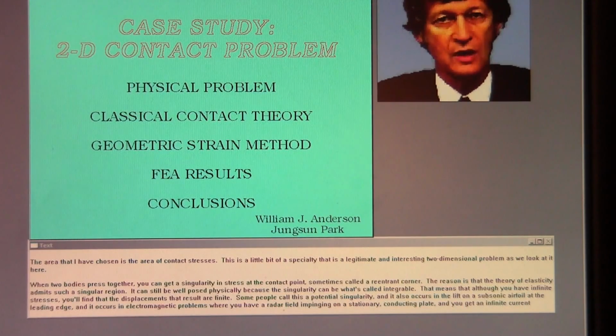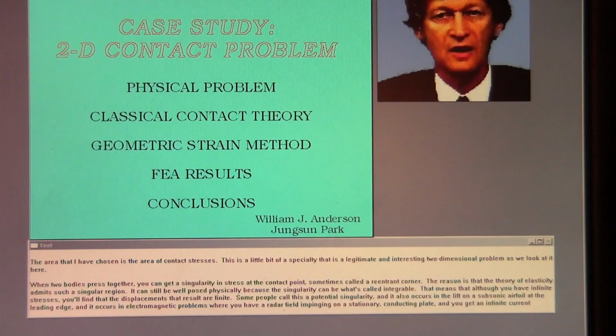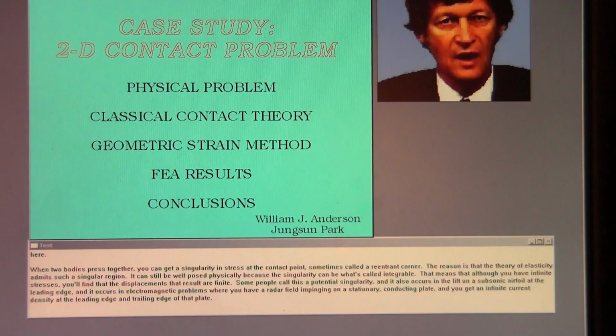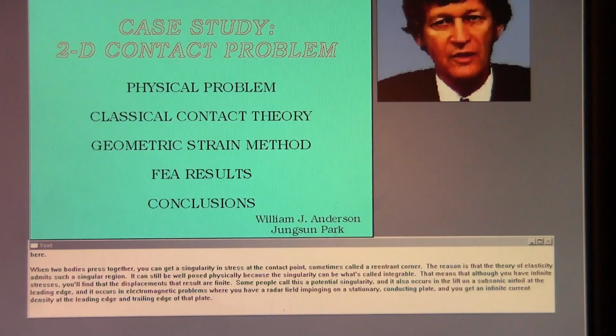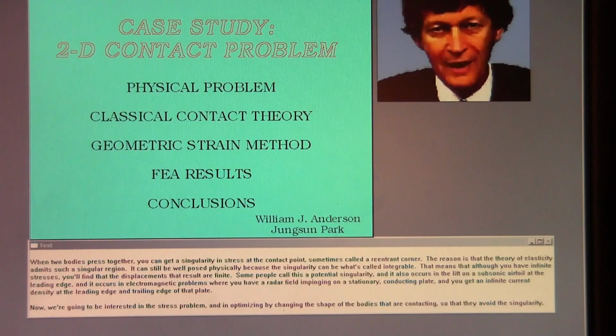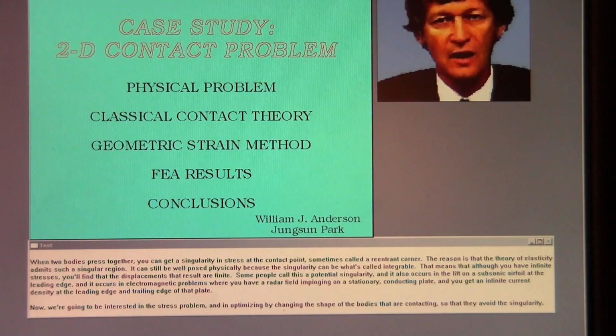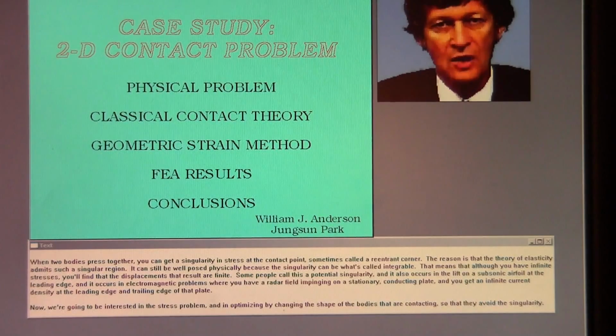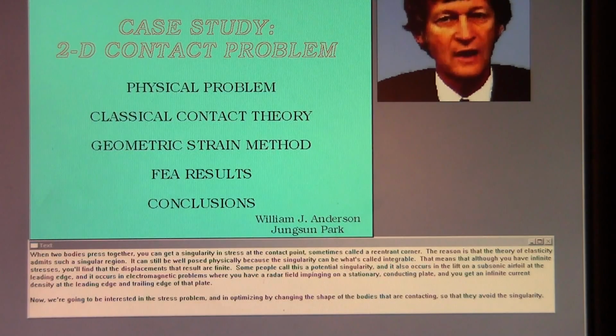The area that I've chosen is the area of contact stresses. This is a little bit of a specialty, but is a legitimate and interesting two-dimensional problem as we look at it here. When two bodies press together, you can get a singularity in stress at the contact point, sometimes called the reentrant corner. The reason is that the theory of elasticity admits such a singular region. It can still be well posed physically because the singularity can be what's called integrable. That means that although you have infinite stresses, you'll find that the displacements that result are finite.